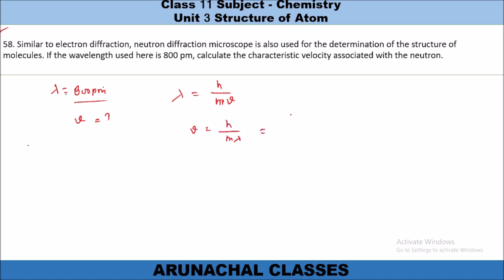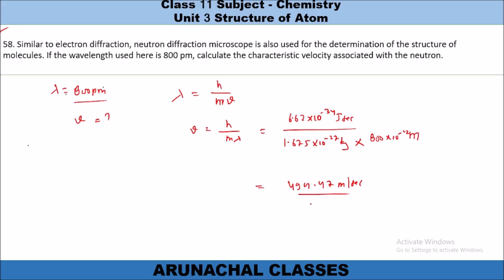H is given as 6.62 into 10 power minus 34 joule second divided by mass of neutron, which is 1.675 into 10 power minus 27 kg, multiplied with lambda, that is 800 picometer. So it will be 800 multiplied with 10 power minus 12 meter. Now when we solve this one, we will get 494.47 meter per second. So this will be the velocity. Moving to question number 59.